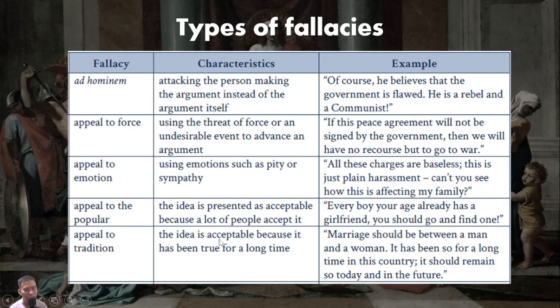Example number 1, ad hominem. Characteristic: attacking the person making the argument instead of the argument itself. For example: of course, he believes that the government is flawed, he is a rebel, a communist. That is a personal attack. Another example: how could I believe this person's information? He is dumb. He commonly mis-educates other people. Ad hominem, personal attack.